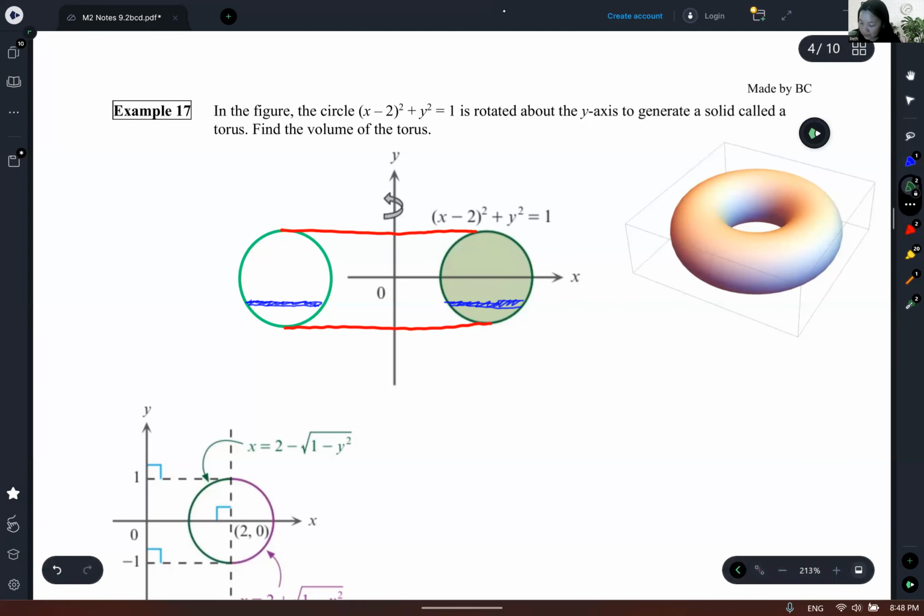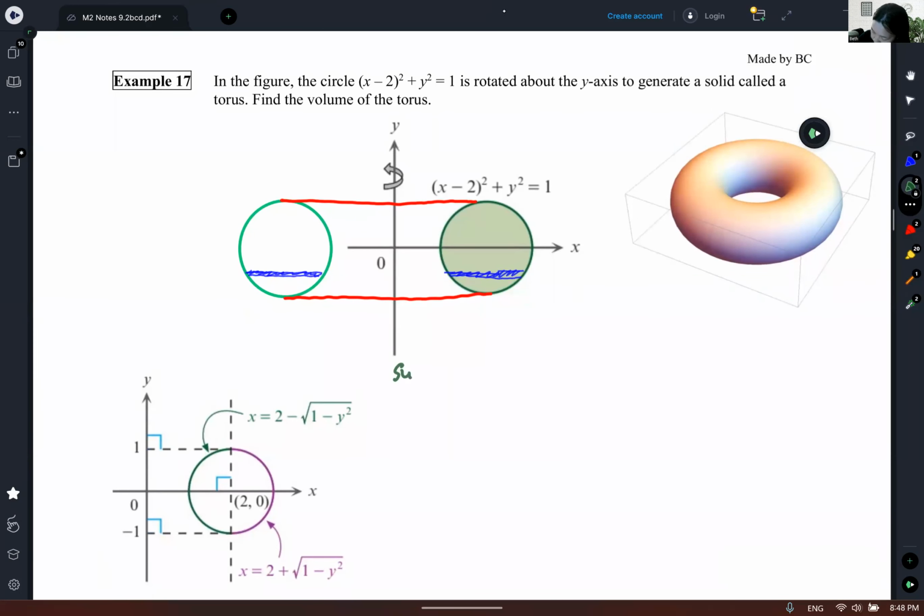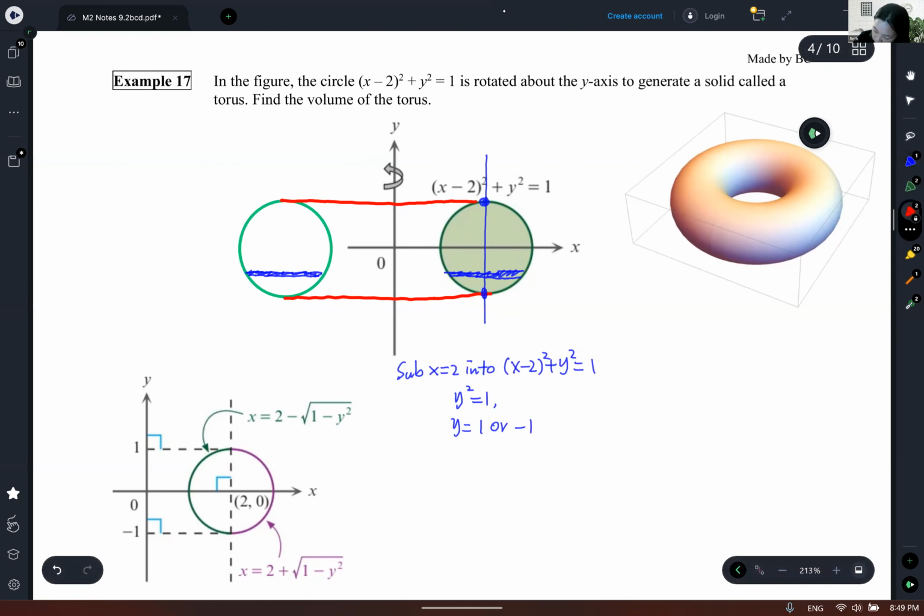So that is why I will substitute x equal to 2 into the equation. The reason I substitute x equal to 2 is because these two points can be found by this intersection. Therefore, y squared equal 1. So y equal 1 or -1. That tells me that the bottom is -1 and the top is 1.